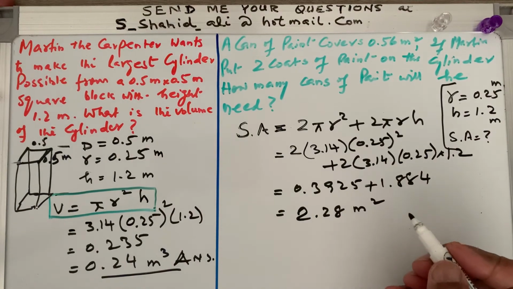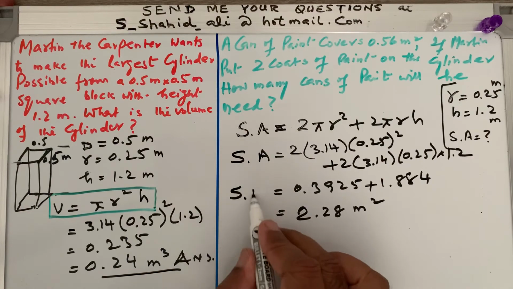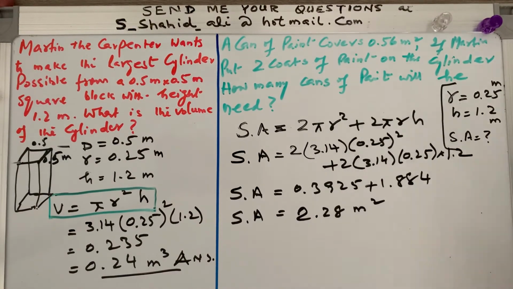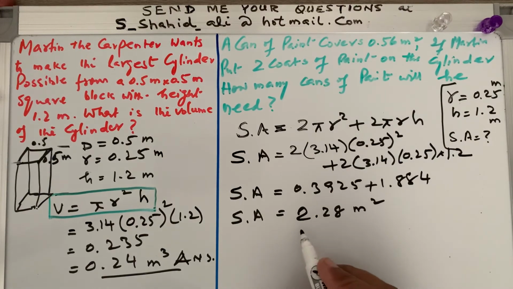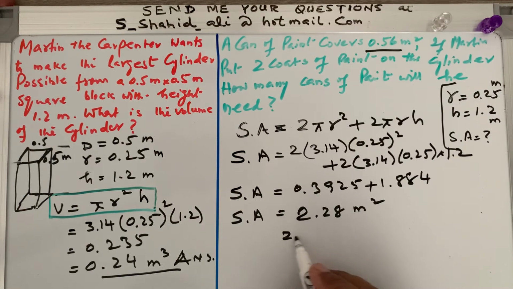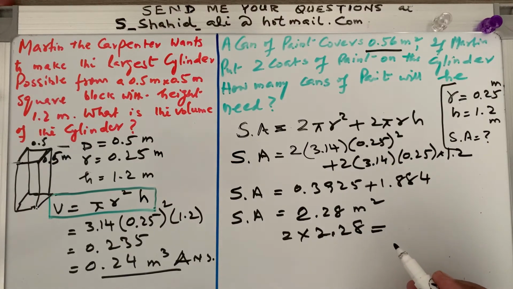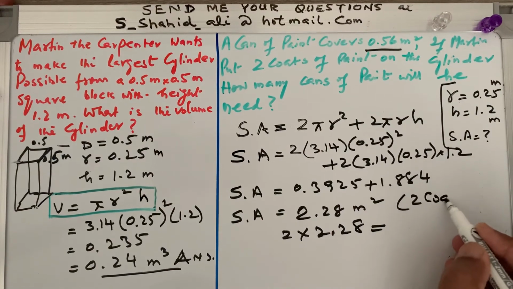This is my surface area of this cylinder. Which cylinder? The one in the first question, which Martin made from the wood block, right? So this is the surface area, but he wants to put 2 coats. That means I don't want to divide it by this 0.56 right away, but first I have to make it twice: 2 times 2.8, because the surface area he needs to cover with the paint is 2 times. He is putting 2 coats. 2 coats means 2 times the surface area.